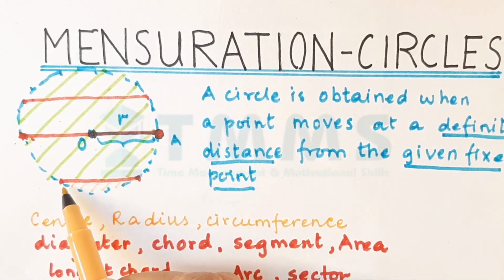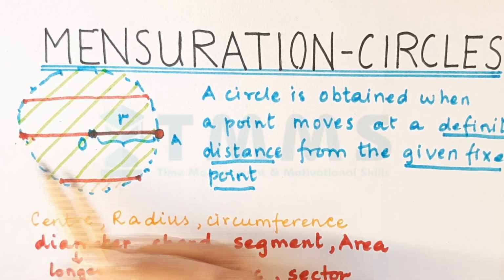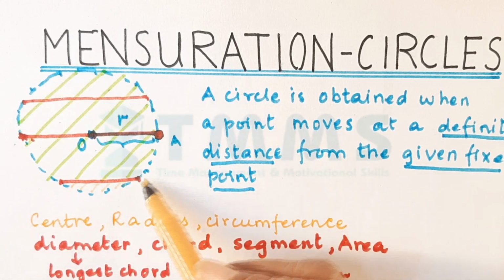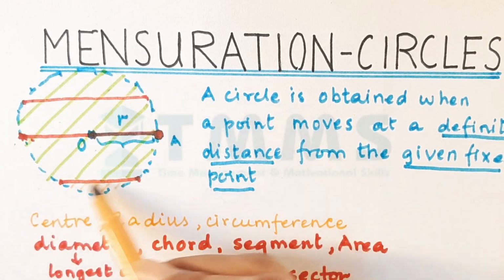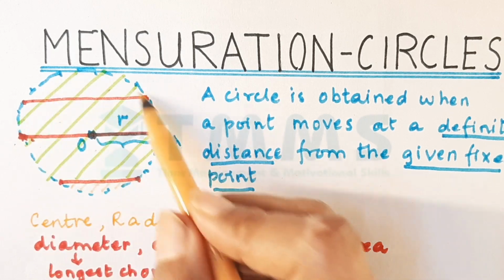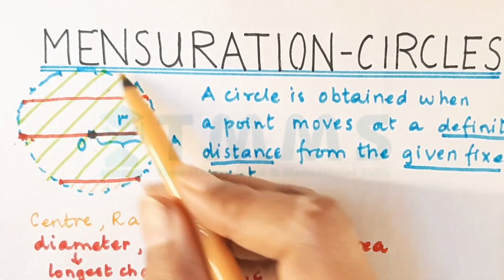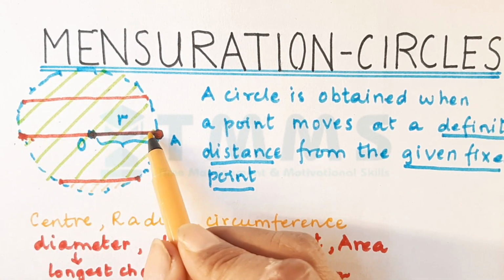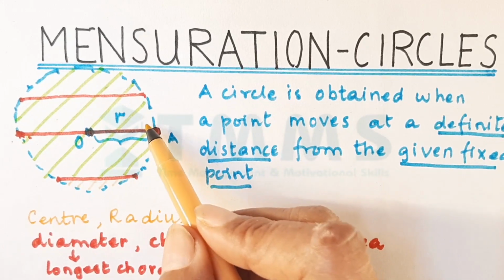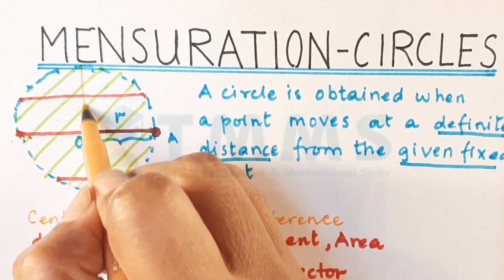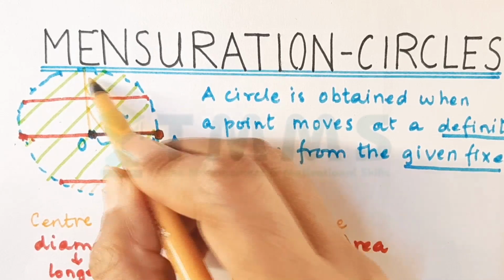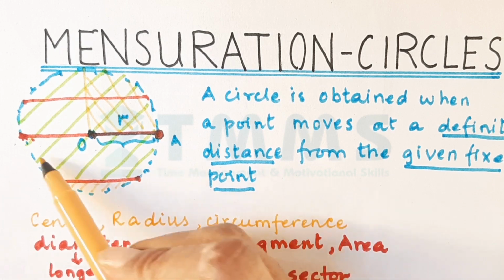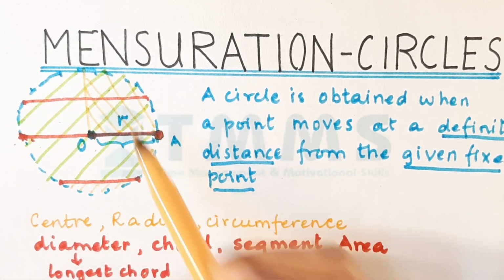If the segment is less than half the circle, then it is called the minor segment. And if the segment is greater than the semicircle, like this green part, which is more than half the circle, then it is called the major segment. Of course, if we take half the circle, that is called the semicircle. And if we take a quarter of the circle, that is called the quadrant. So now you know the semicircle and the quadrant, or the quarter circle.